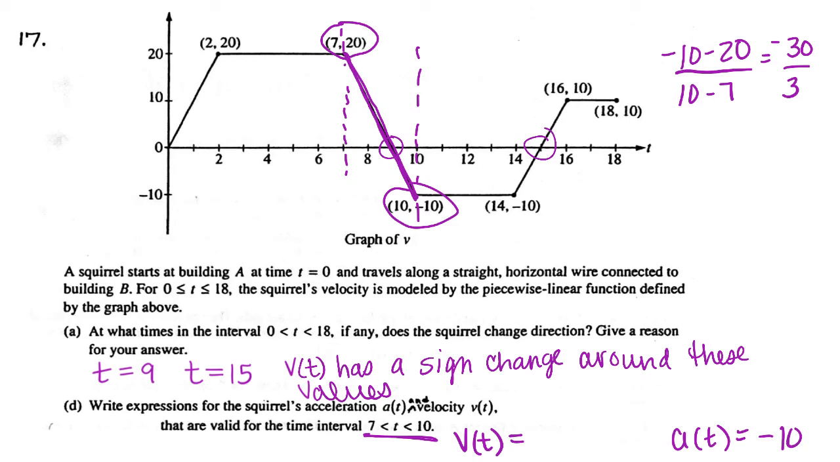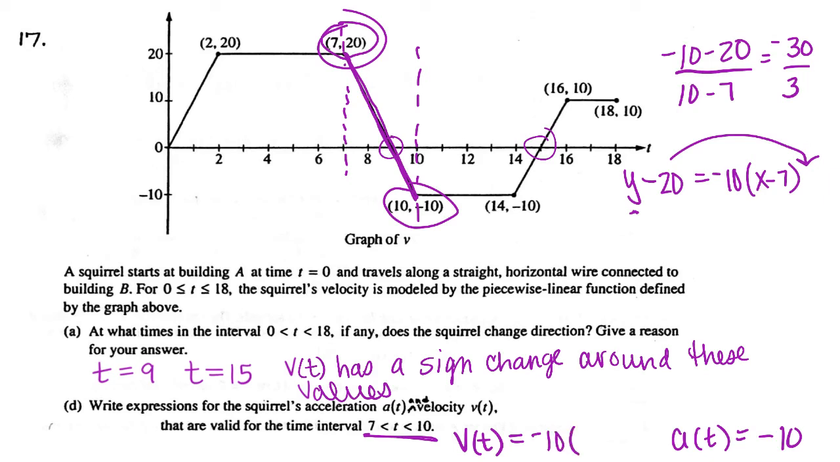And now to come up with the equation for velocity, do your equation of your line. y minus, and you choose one of them. It doesn't matter which one. I'll choose the top one, y minus 20 equals our slope, which is negative 10, times x minus 7. And to solve for y, which is really going to be your velocity, we're going to add 20 over. So I have negative 10 times x minus 7, plus 20. And there's our expression for our velocity.